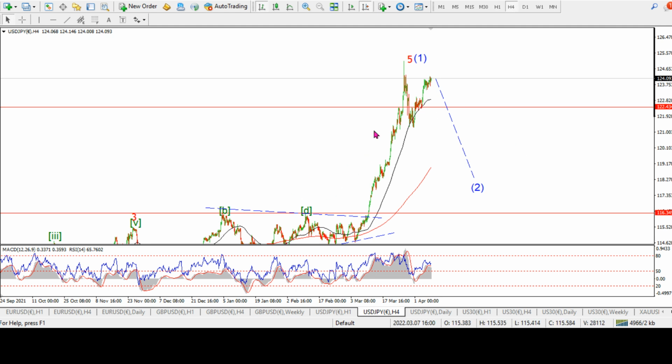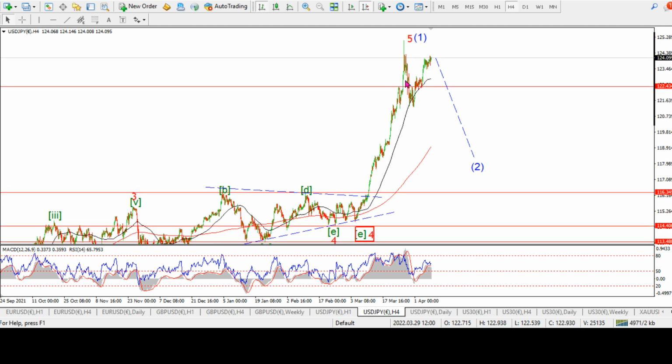I remember a year ago thinking that we would get 125 in dollar yen, and I remember being poo-pooed. Here we are, 125. So I do expect a further leg down. I think we've probably got wave 5 of 1 done. I expect an ABC down in wave 2.